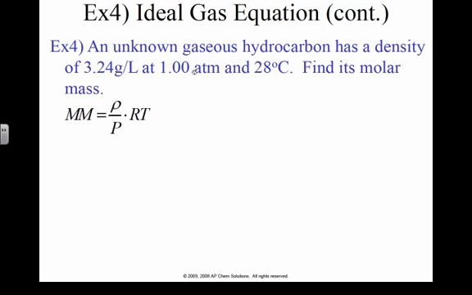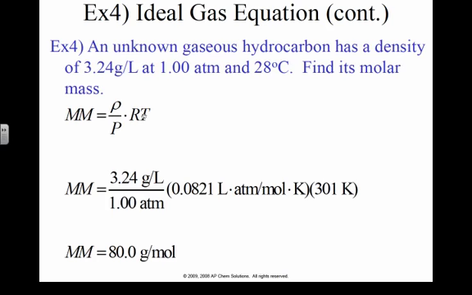An unknown gaseous hydrocarbon has a density, once again, of 3.24 grams. That's going to go here. Pressure of 1. R is 0.0821. Plug in my temperature, and I can solve for molar mass. I get 80.